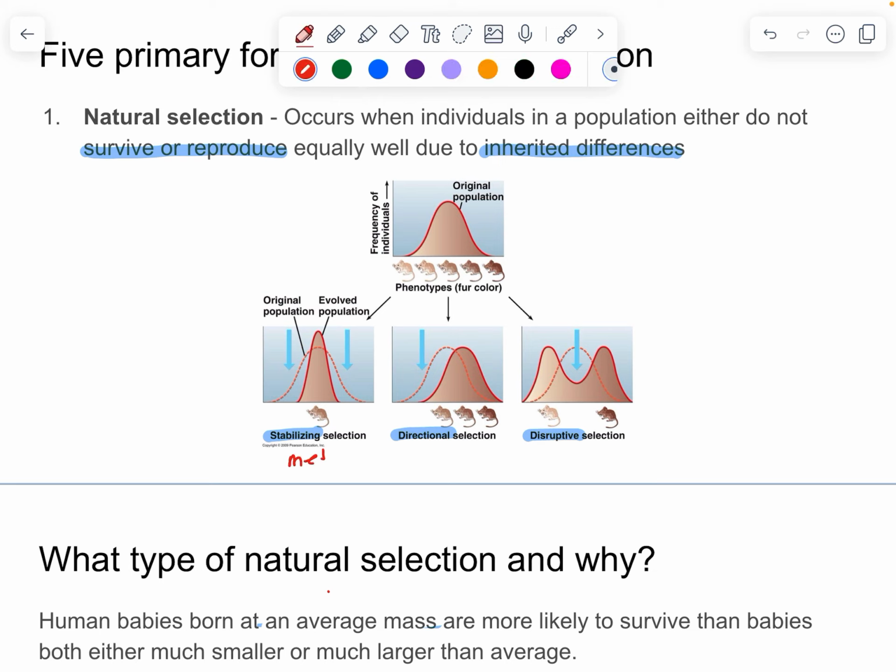Stabilizing selection is when individuals with the medium phenotype are favored by natural selection, which means individuals born with a medium phenotype, they better survive. As a result, they tend to leave more offspring, so they're more likely to pass on their traits. Directional selection is when natural selection favors only one extreme over the others. Disruptive selection is when natural selection favors both sides of the extremes.